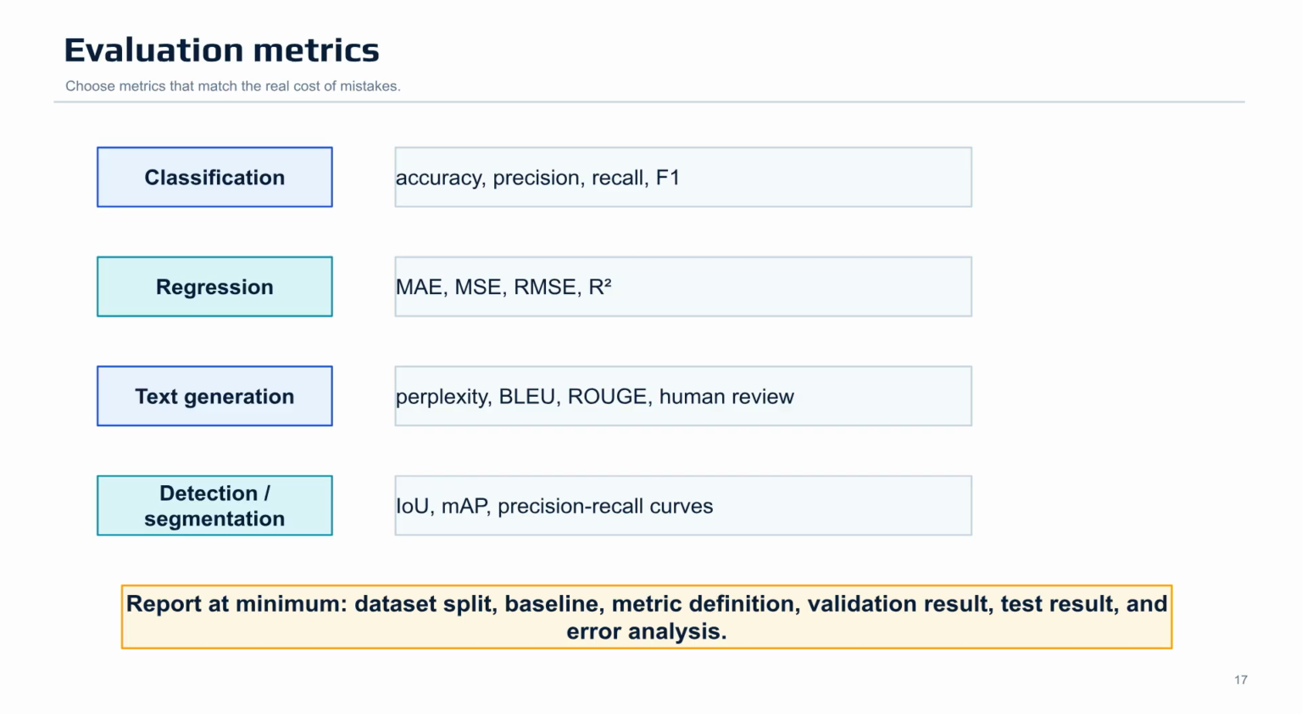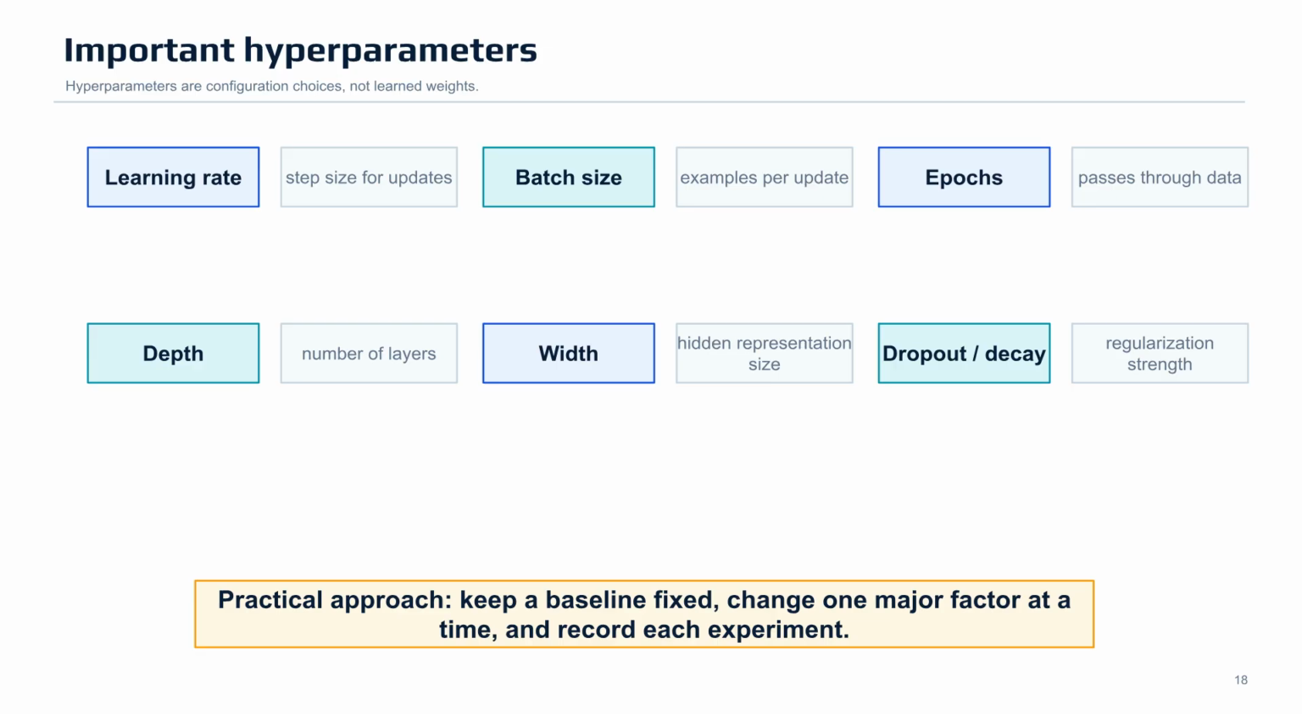Choosing the right evaluation metrics is essential. Whether you are performing classification, regression, or text generation, select a metric that aligns with the real-world cost of mistakes. Always perform a thorough error analysis.